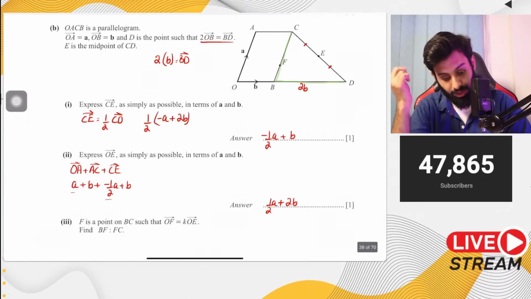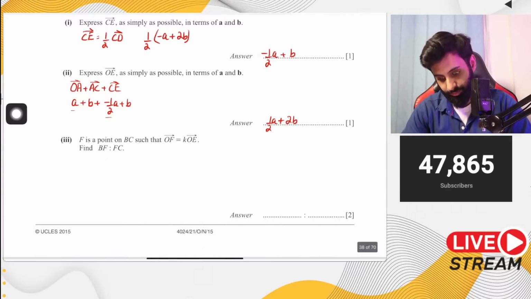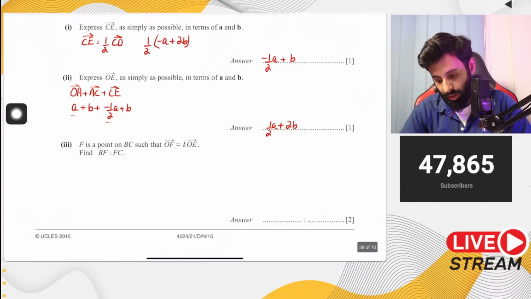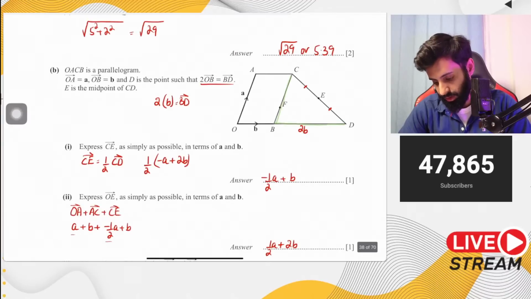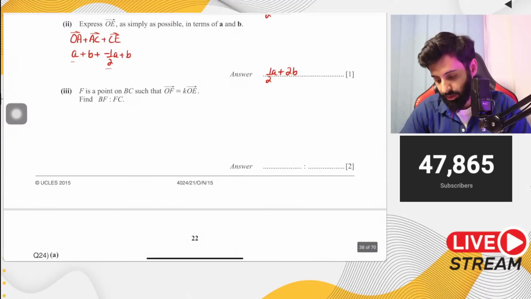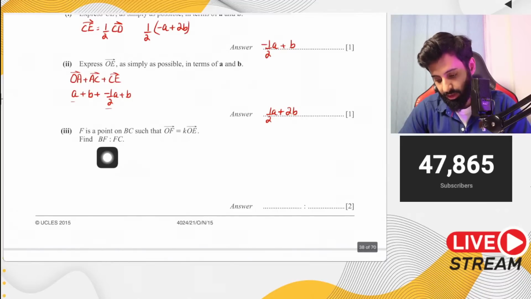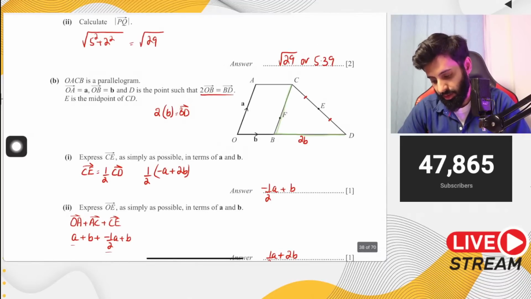Now, then comes part 3. Part 3 says F is a point on BC such that OF is equal to k times OE. F is a point on BC, such that OF is equal to k times OE. And then you need to find BF and FC. All right, so let's clean this up.